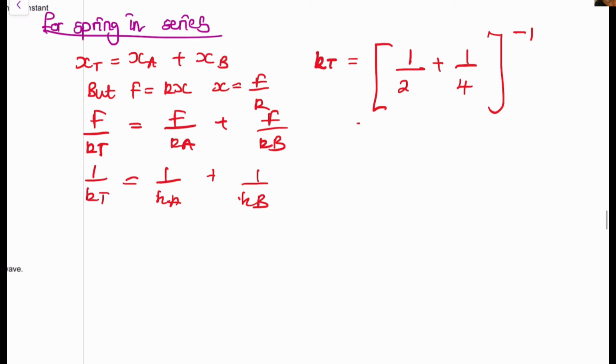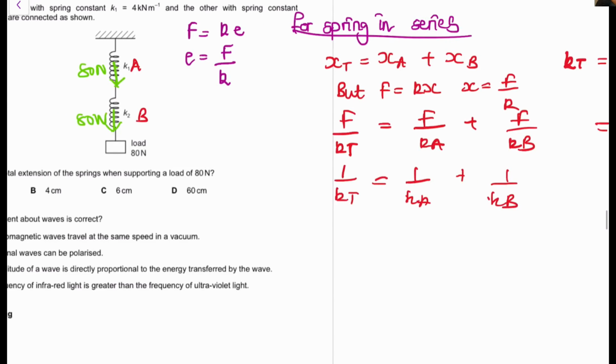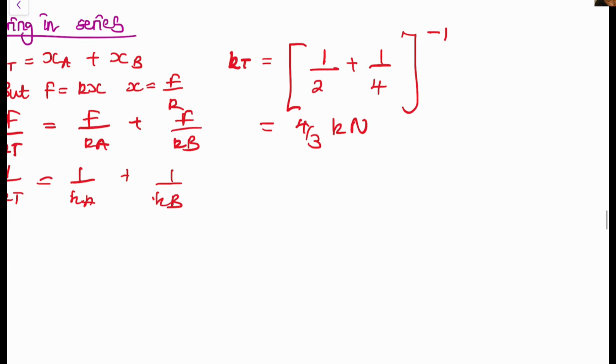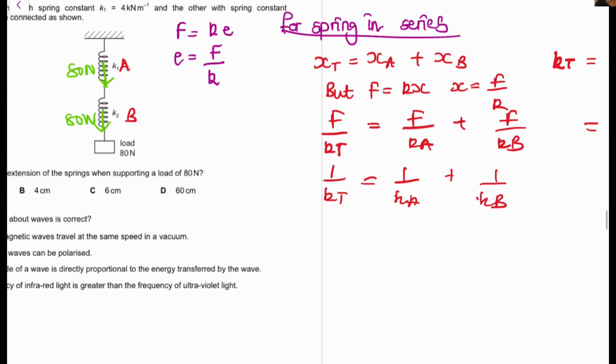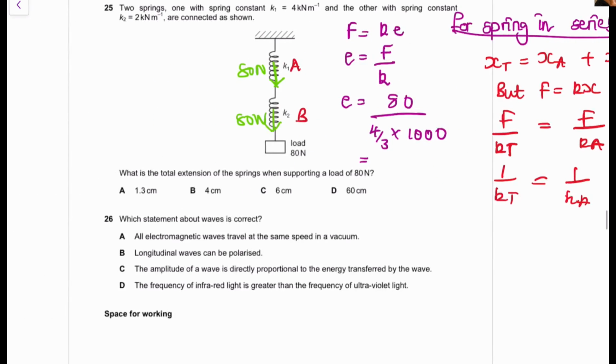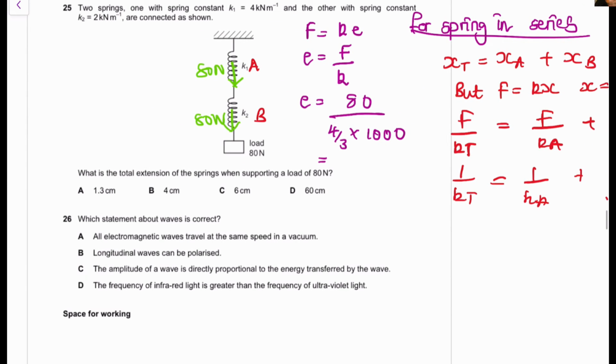So in this case, you're going to get 4 over 3 kilonewtons per meter. Very important, guys, for you to keep that. So we now have F and we now have K. So we can then find X, just 80 over 4 over 3 times 1000. That's basically going to give you an extension of 6. So that's it with physics. So it's going to be 0.06, and that's basically going to be 6 centimeters.